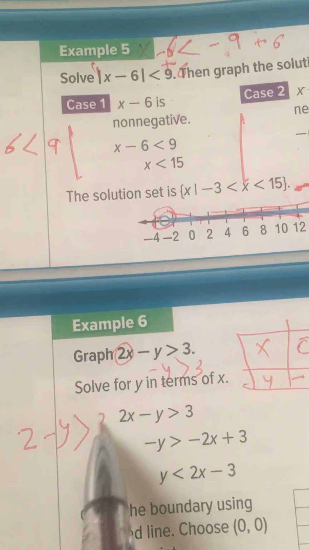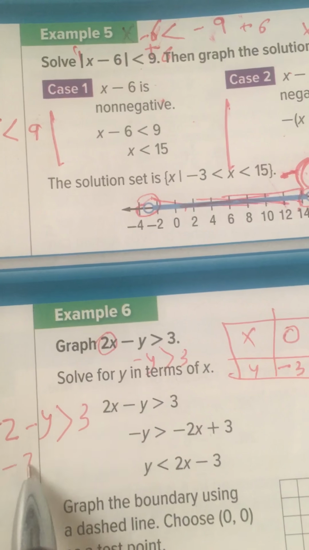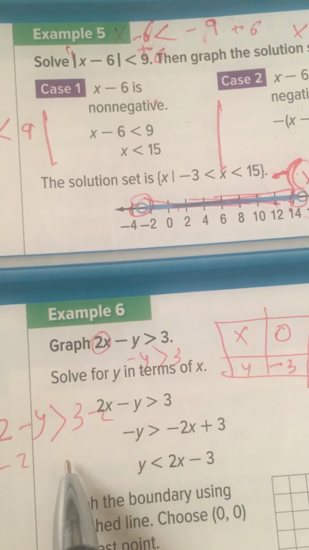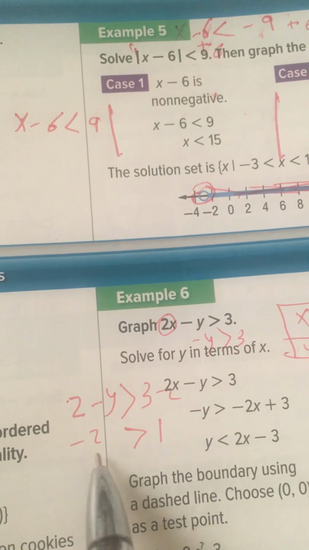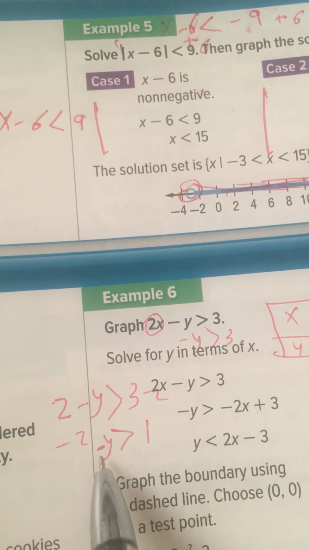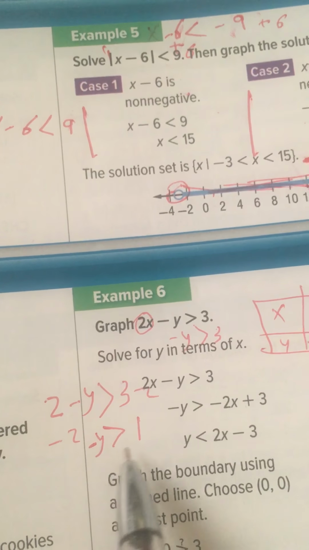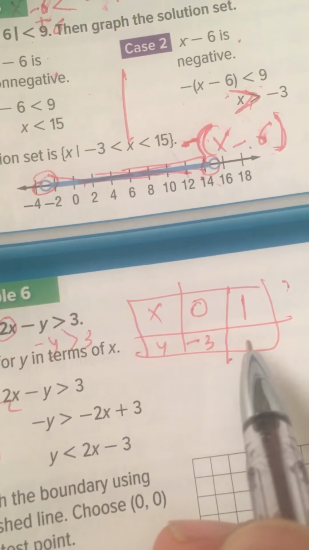Minus y greater than 3. This is equals. Minus 2, minus 2. 3 minus 2 is 1. 2 minus 2 is 0. Divide by minus 1. So y is minus 1.